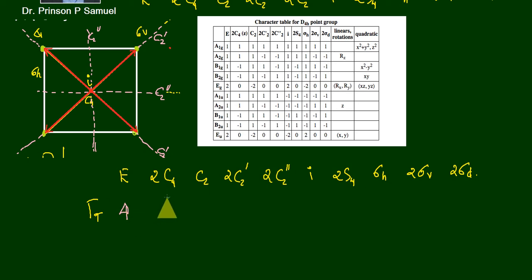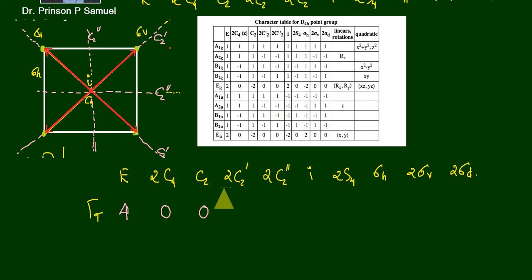And what about C4? C4 is the rotation about the principal axis. This axis is perpendicular to the plane of the bonds. So during the C4 rotation, none of the bonds will retain their position. All the bonds will change their position, right? Therefore, the total character is equal to 0. And what about C2? C2 is a 180-degree rotation. Same is the case: all the bonds will change their position. So that is also equal to 0.